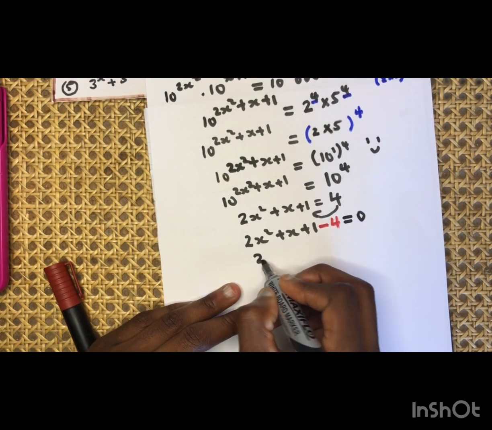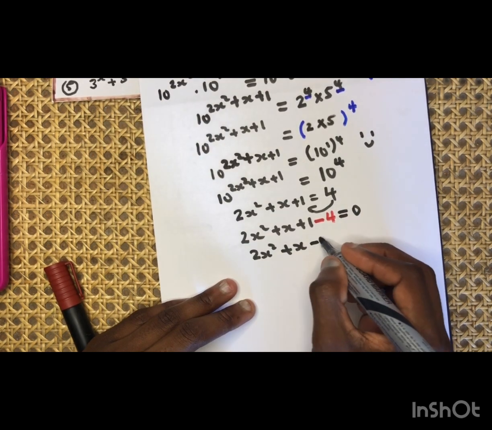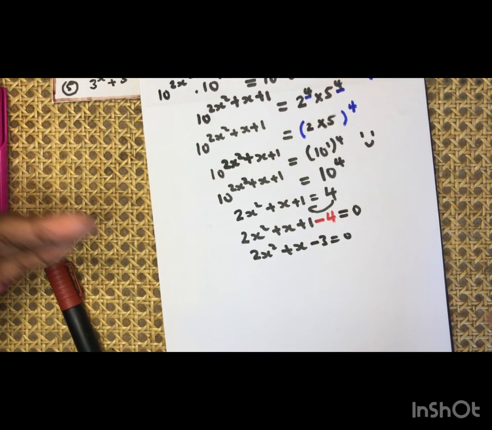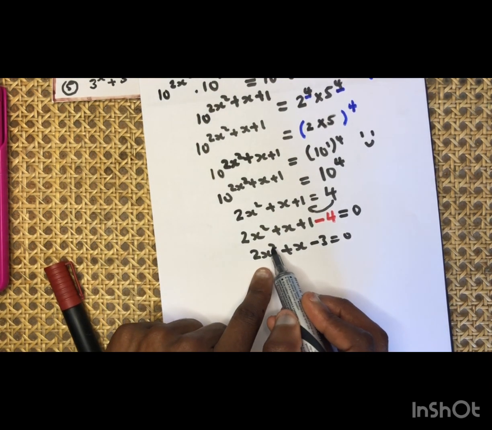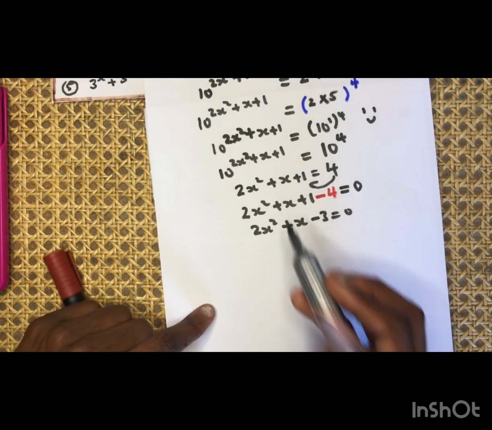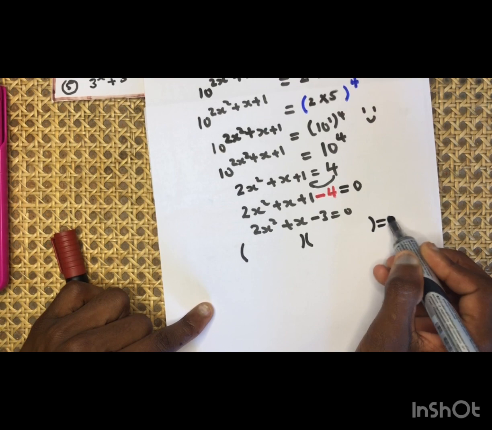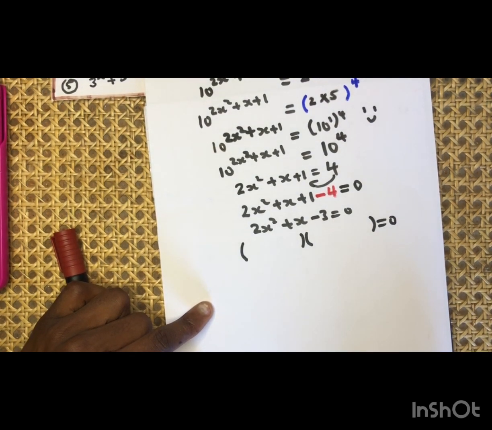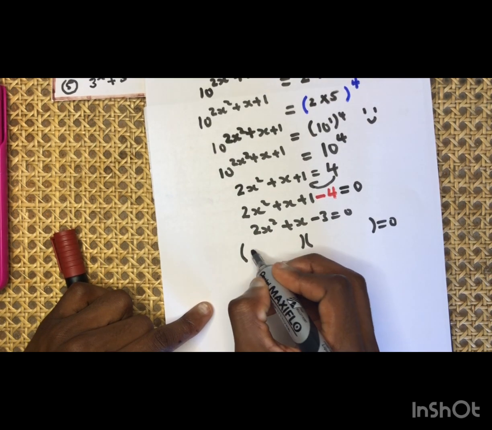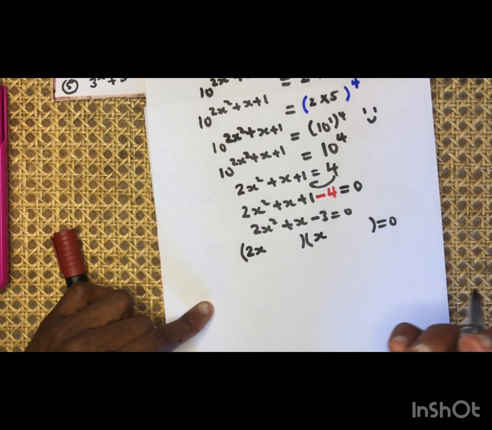So now, 2x squared plus x, 1 minus 4 gives me minus 3. Yes, what must I do now in order for me to find the value of x? Now the degree here is 2, which means I will find 2 values of x here. So guys, I will factorize. You know how to factorize in grade 8 and grade 9. Grade 10 you did factorization. So the factors of 2 is going to be 2x and x, the factors of 3 is 3.